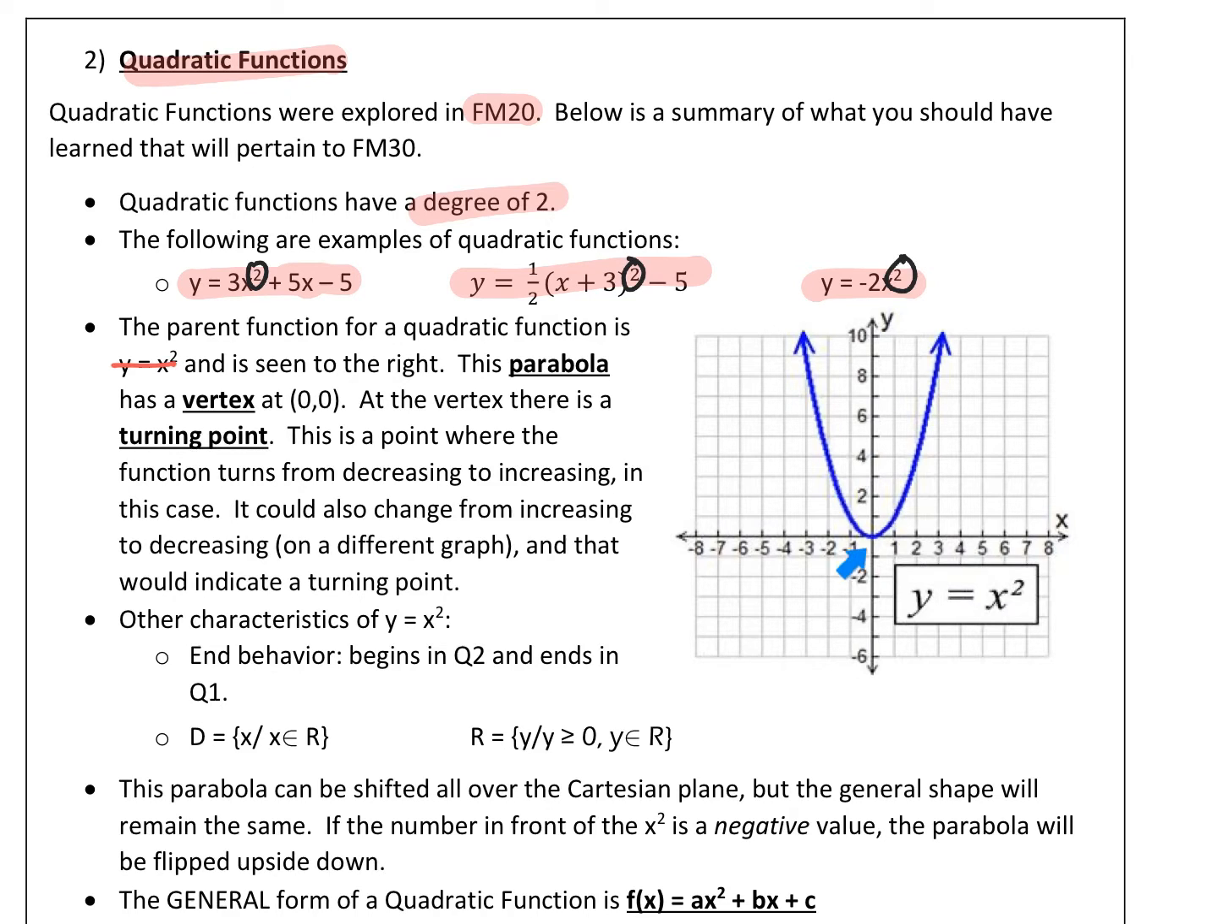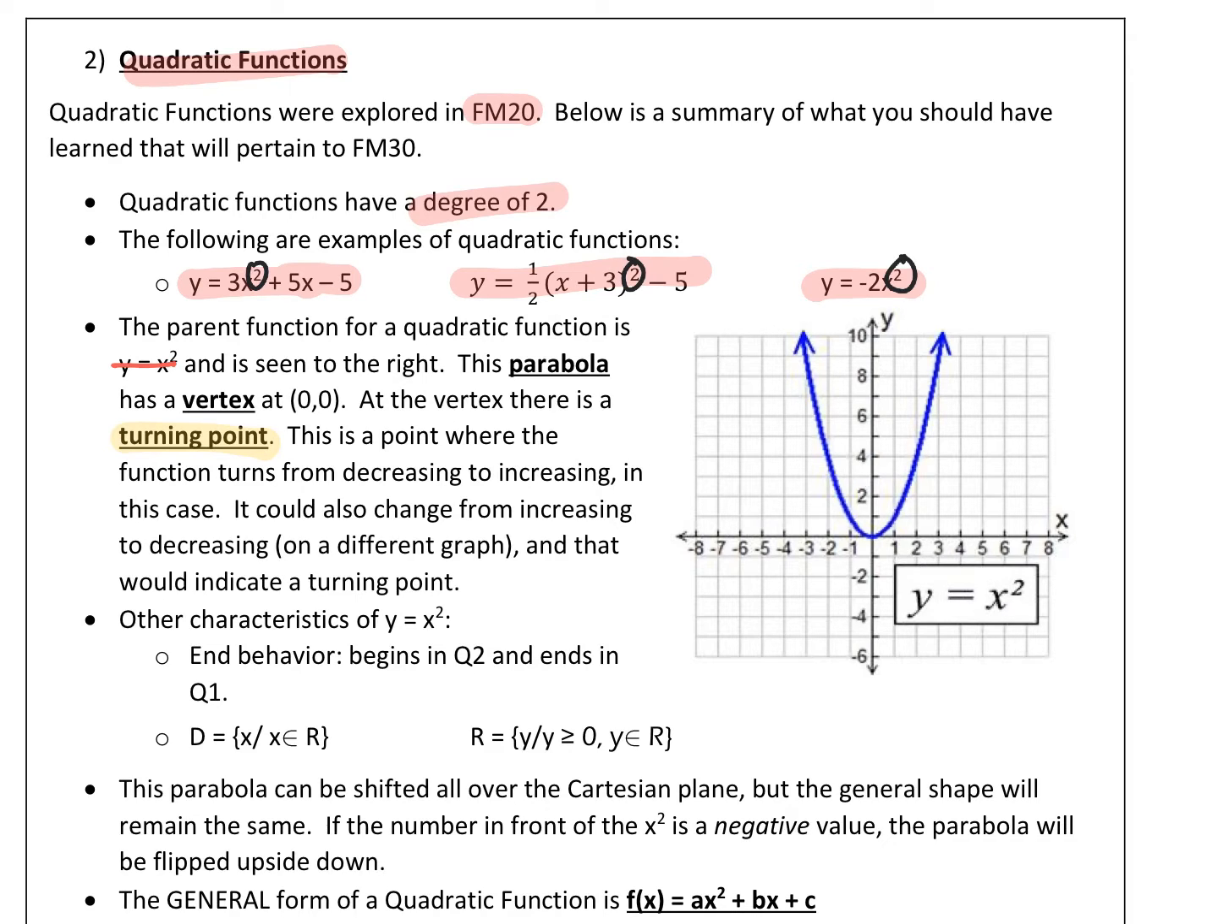You can see that it has a vertex of (0, 0). That's the point, the highest or lowest point of the function. The vertex is what we call a turning point. So a turning point is when a graph goes from increasing to decreasing or decreasing to increasing. Basically, it turns around, it changes its direction, okay?